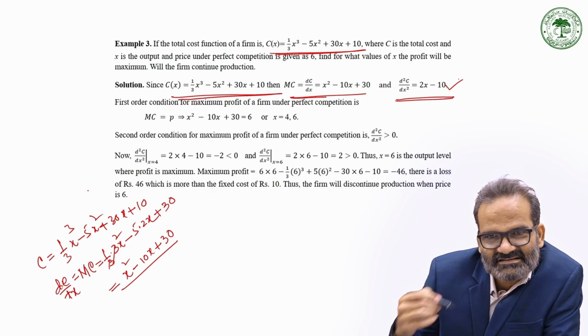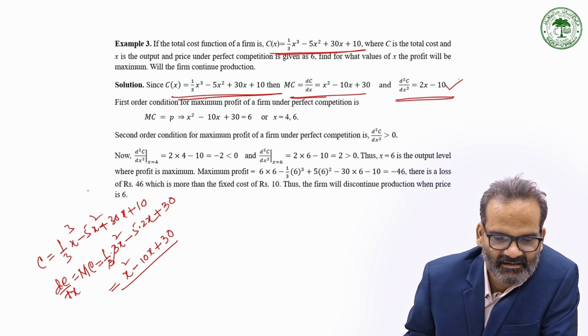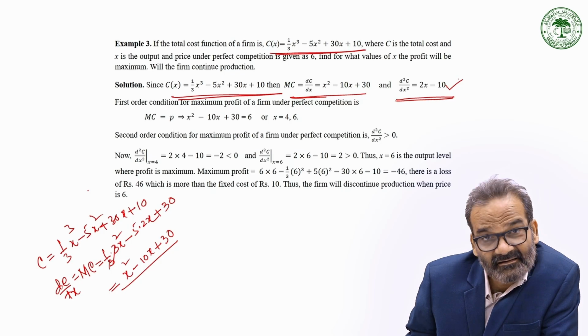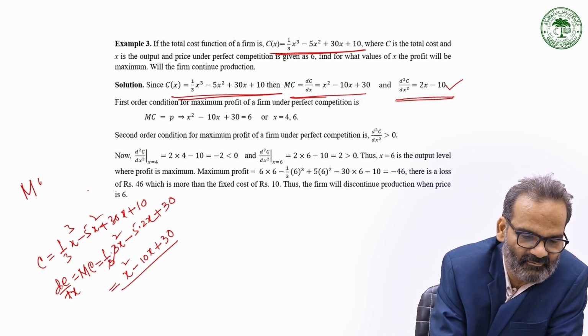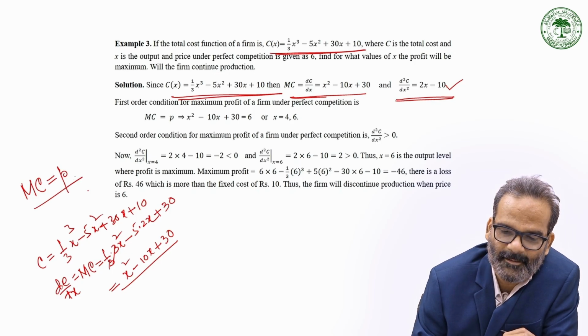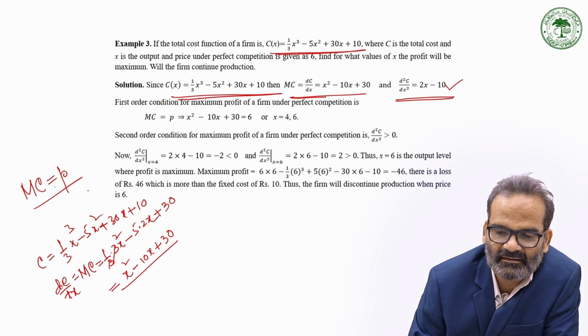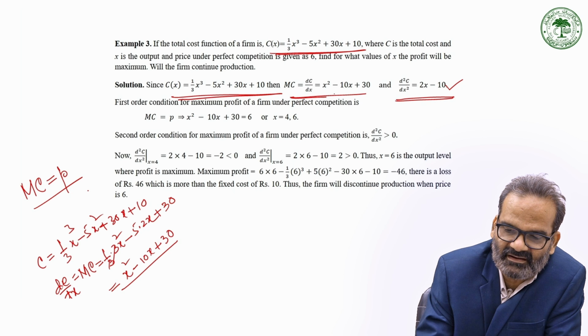Now we will use the concept of marginal analysis, and in marginal analysis we have seen that the first order condition for profit maximization under perfect competition is what? The marginal cost must be equal to P, that is the price, right? And what is the marginal cost? So equate marginal cost equals P. Marginal cost is x square minus 10x plus 30.